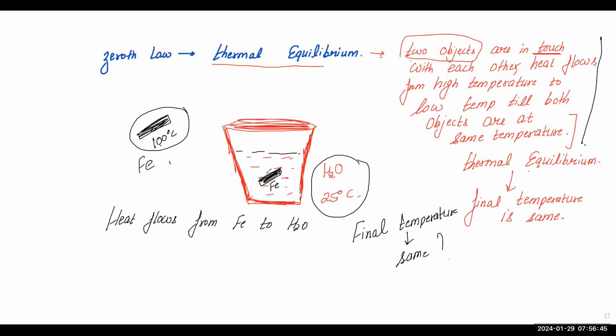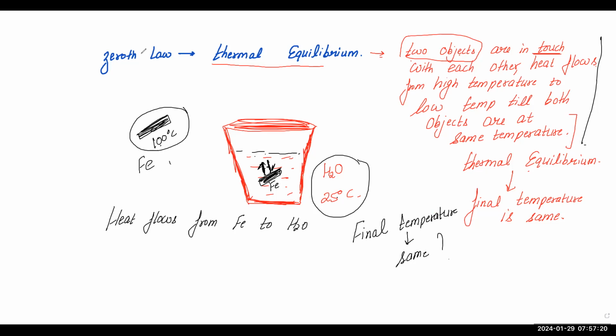Because heat starts flowing very fast from iron to water, and then it will reach an equilibrium, means the amount of heat flowing from iron to water and amount of heat flowing from water to iron will become same. Heat will be flowing, okay? But because they are at the same temperature, so amount will be same. You understood this word thermal equilibrium, children? All of you?